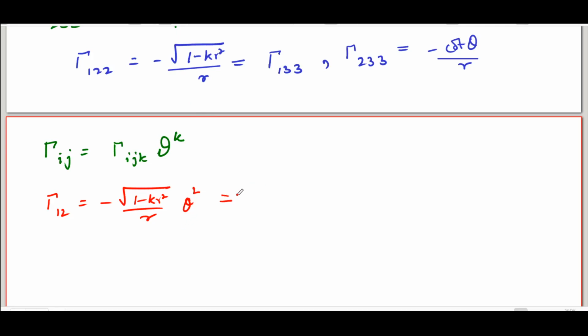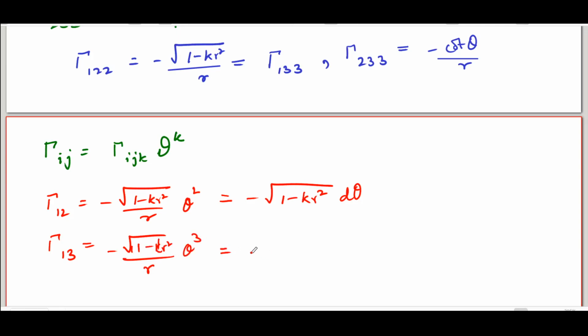So we will go back from theta 2, which is r d theta, to the coordinate basis and write this as root over 1 minus kr square with a minus sign, of course, d theta. Now gamma 1,3 is going to be non-zero too, and that's going to be the same expression here, minus root over 1 minus kr square by r theta 3. And using the same reasoning as before, I'm going to go back to the coordinate basis and rewrite this as sine theta d phi.